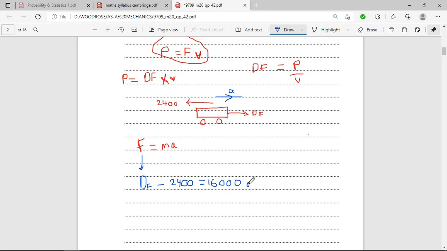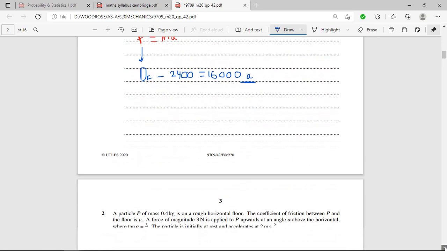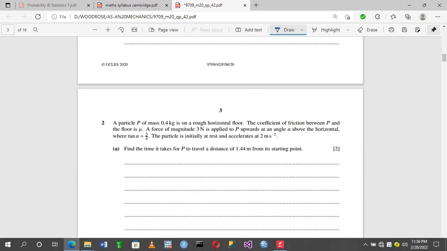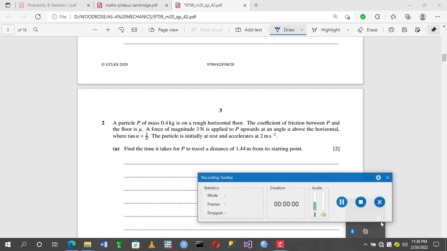Times a. So I have said you have calculated your driving force, you put your value here and subtract 2,400, which is the resistive force. This will be the resultant force which is causing the acceleration. So here you can now make a the subject and calculate the value of the acceleration, which is a. Now moving on to number 2.